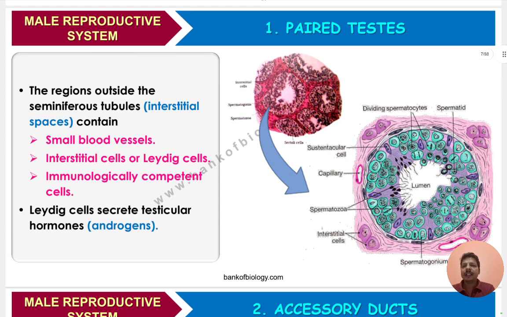Next, the region outside the seminiferous tubule, or interstitial spaces, contains some blood vessels, interstitial cells or Leydig cells, and immunologically competent cells. Leydig cells secrete testicular hormones, that is androgens. This structure is also given in your NCERT. The region outside the seminiferous tubule contains small blood vessels, interstitial cells or Leydig cells, and immunologically competent cells.